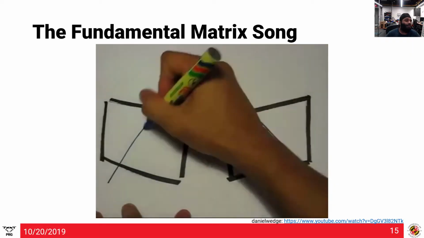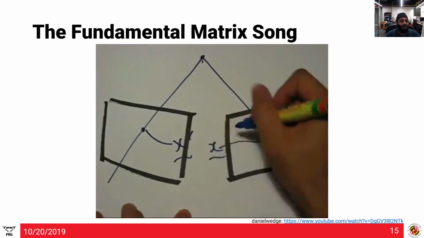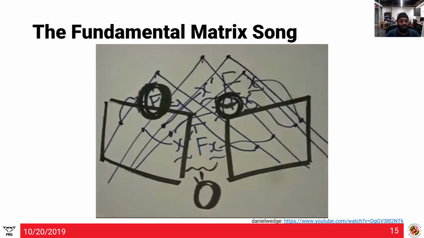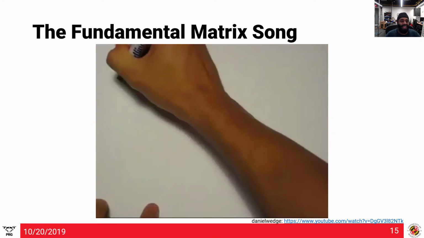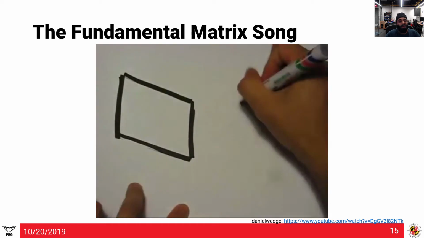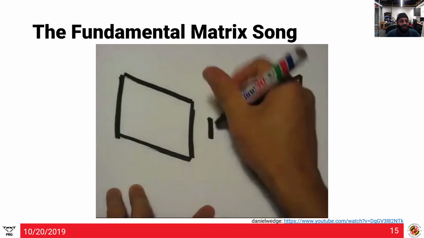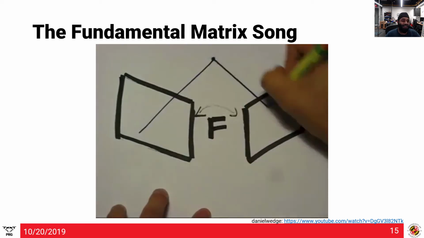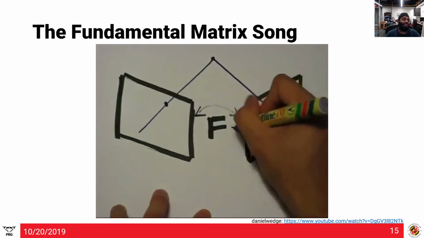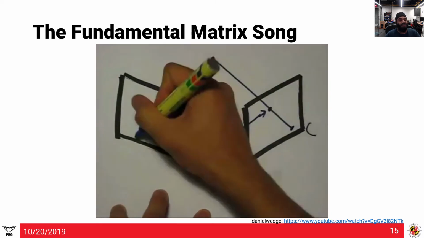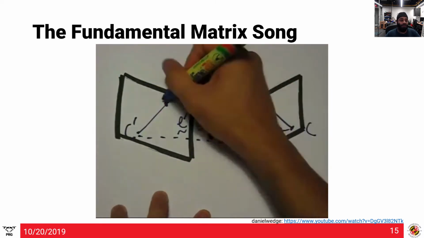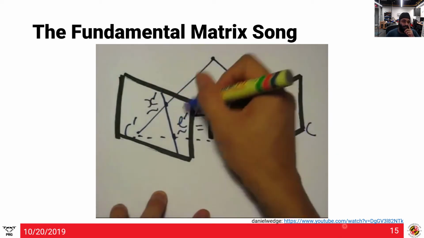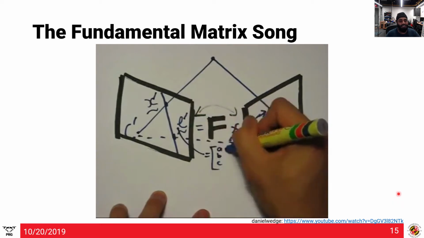So there's one more interesting thing that is roaming around in the computer vision field, which is the fundamental matrix song. It was made by Daniel Wedge. I think it is probably 15 years old. He basically wrote a song on how to compute the fundamental matrix from 2 frames, and he derives the equations. The link will be in the description below, or if you have the PDF, you can just click the link from the PDF. It's a very cool thing if you want to watch.